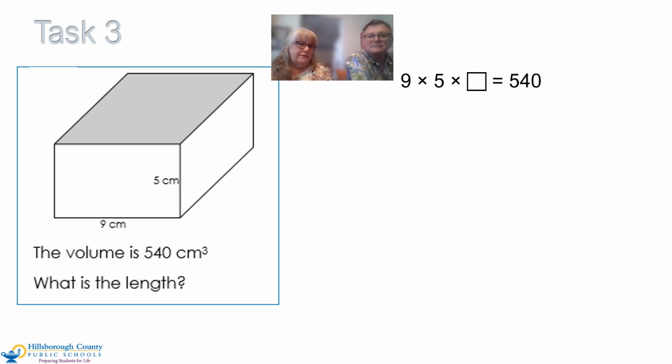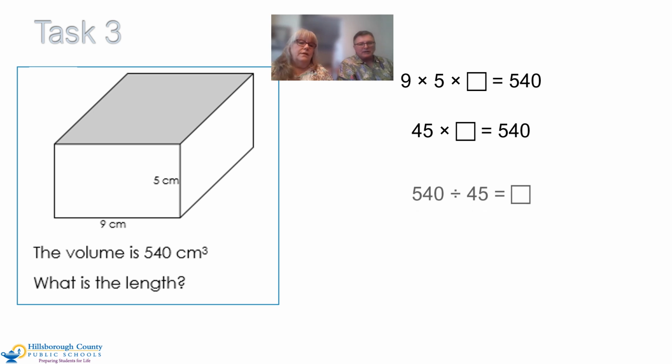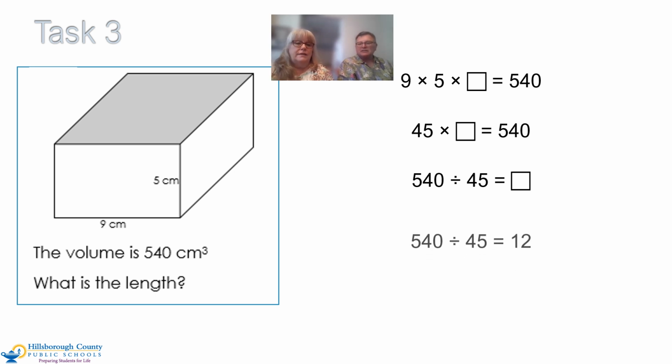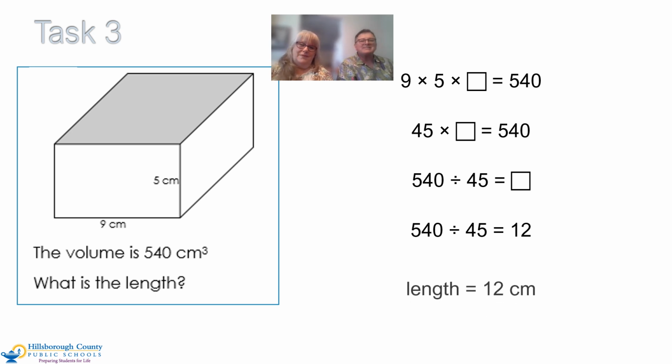So first they're going to have to find, I can take the 9 times 5 to find one dimension, or the 2 dimensions, right? Yeah. And figure out that that's 45. Now I know that I'm multiplying 45 times something else to get that 540. And if I understand inverse operations and the relationships between multiplication and division, then I know that I'm going to have to divide to find the missing side length. Yes. 12 centimeters. And I did remember to say centimeters.